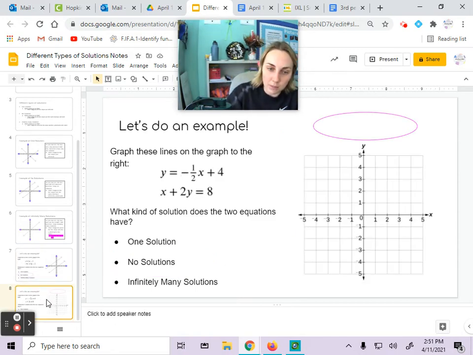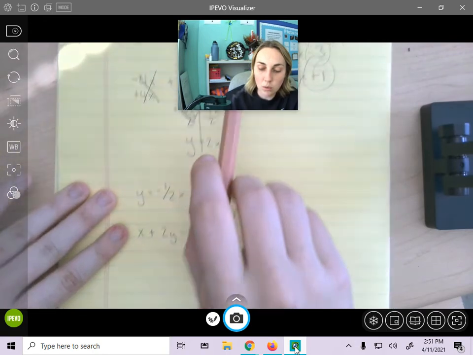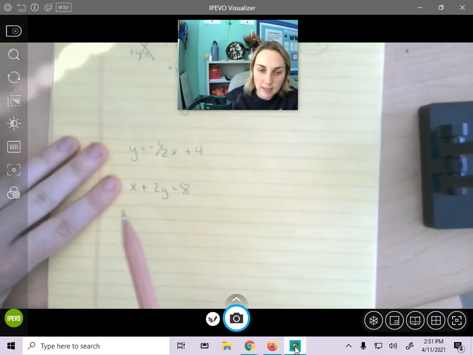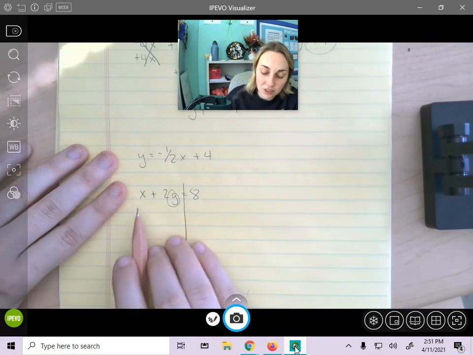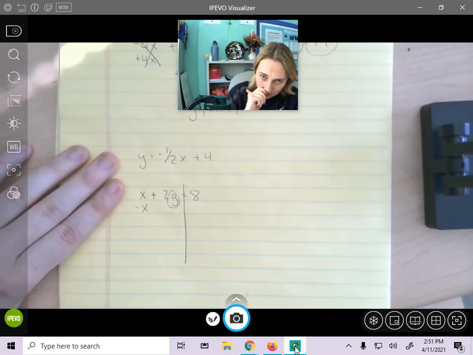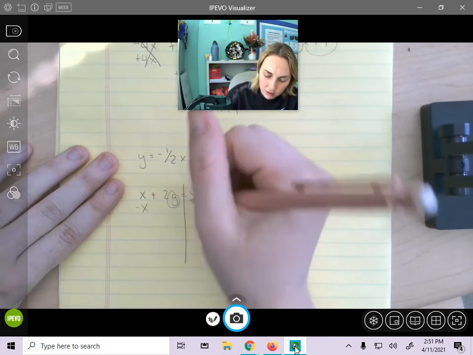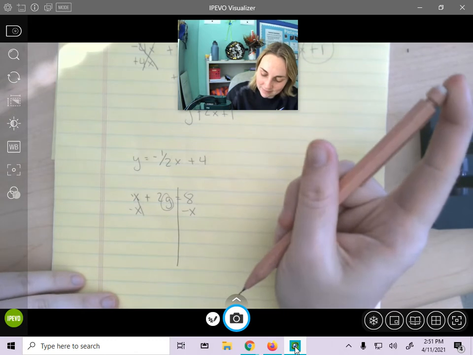Great. Let's do example number 2. Same thing. I'm going to write down both equations, and I'm going to match them up. And to match them up, I first have to solve the second equation by turning it into y equals mx plus b. So what that means is I want to get this y by itself. So first I'm going to get rid of this x. To get rid of a positive x, I got to subtract it. Whatever I do on one side of the equal sign, I have to do it on the other side as well.